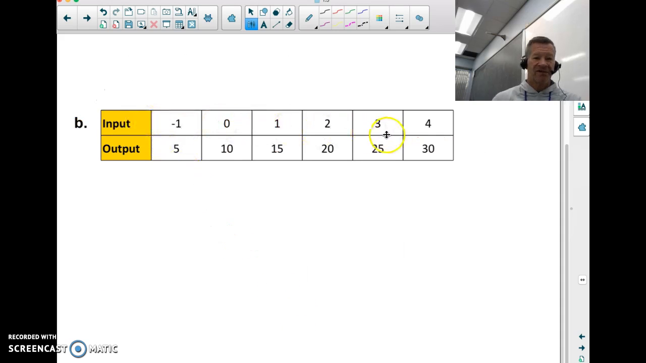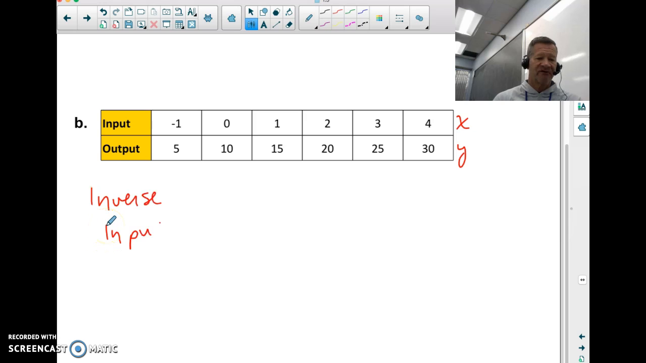Now, here's the same thing, but in a table form. So here are the inputs, otherwise known as the x values, and here are the outputs, otherwise known as the y values, right? So we can say that this relation contains the points (-1, 5), (0, 10), (1, 15), and so on. So for the inverse, the table gets switched around.